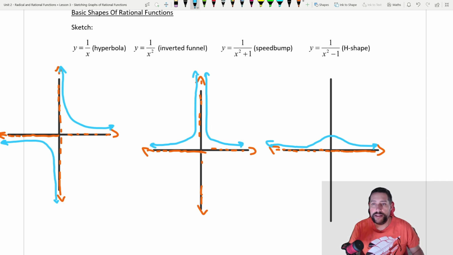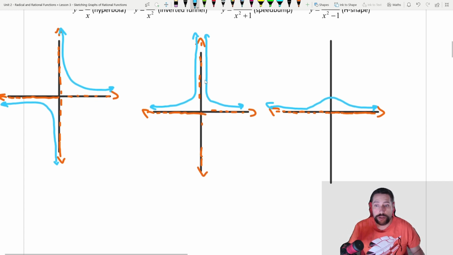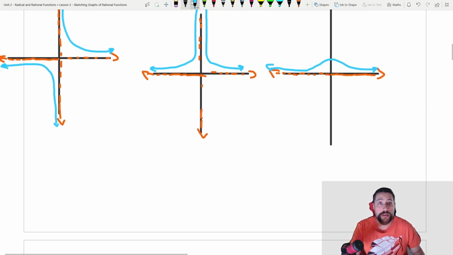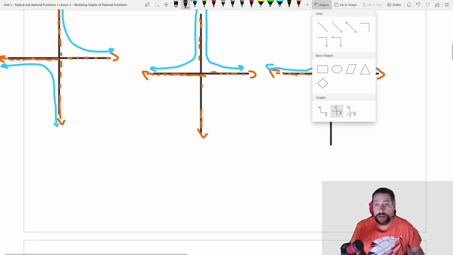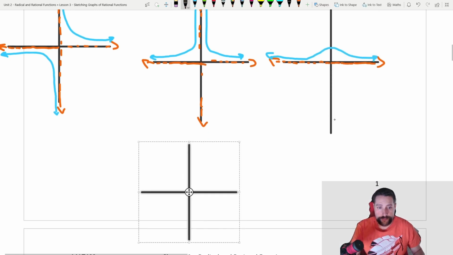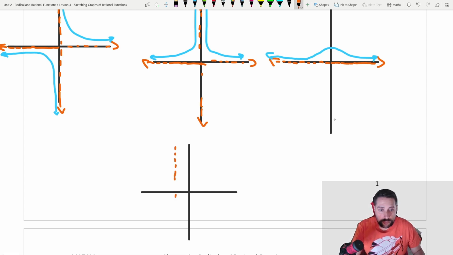Okay, and then finally, the last one is the H shape. So you have the 1 over x squared minus 1. So I should still have room for that. Yes, I do. Okay, so the last one, this one will have asymptotes at x is equal to 1 and x is equal to -1. Okay, it'll also have a horizontal asymptote at y is equal to 0. Okay, so this is your H shape.